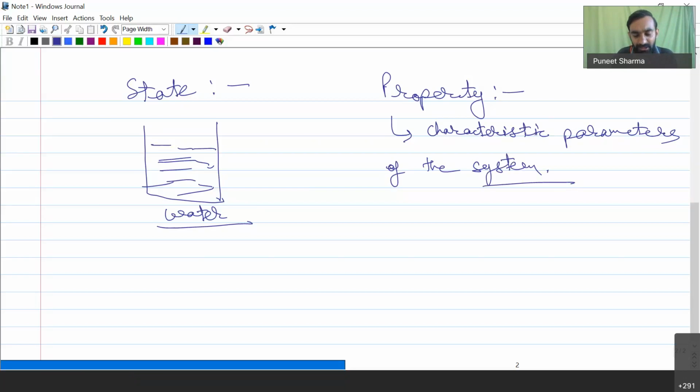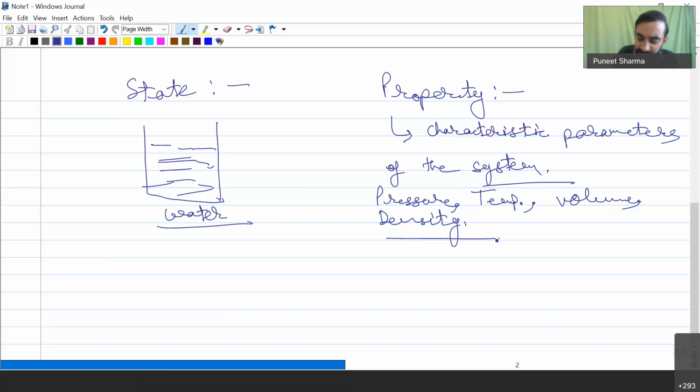In thermodynamics, we have many properties. Some examples of properties I would like to mention are pressure, temperature, volume, density. All these are properties of the system. Like that, we may have more properties, such as energy. All these are properties of the system, because they specify or characterize the state of a system.